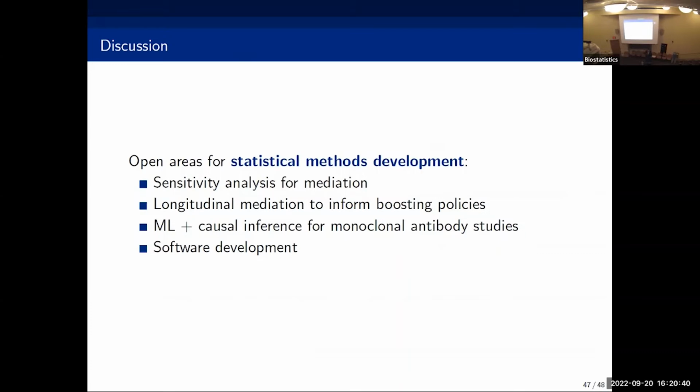So there are lots of open areas for statistical methods development in this. Mediation analysis has lots of fraught assumptions that I didn't describe, so sensitivity analysis, causal sensitivity analysis, I think is key there. Now we need to get into the world of longitudinal studies, right? Not just of your peak antibody level, but how that decays over time. So finding the right formulation of causal frameworks to ask and answer those questions, I think, is pretty interesting.